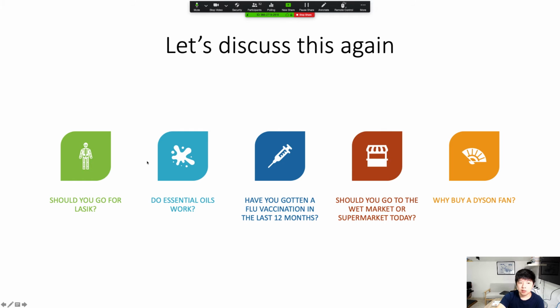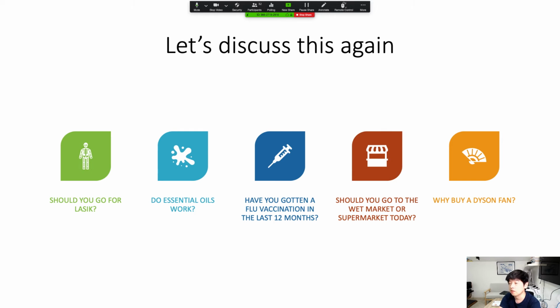Okay, so let's come back to this discussion of imperfect information. Now we started on this topic on whether or not we should go for LASIK. Now the answer that I will have for most people is that I will say that people have been doing LASIK since the 1980s. Okay, late 1980s or early 1990s, people have been doing LASIK, and so since this technology has been around for some time, I will say that it's relatively safe.